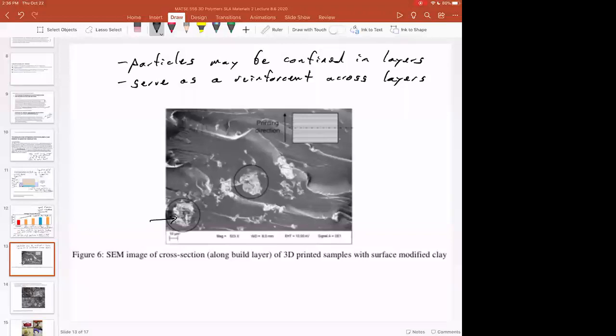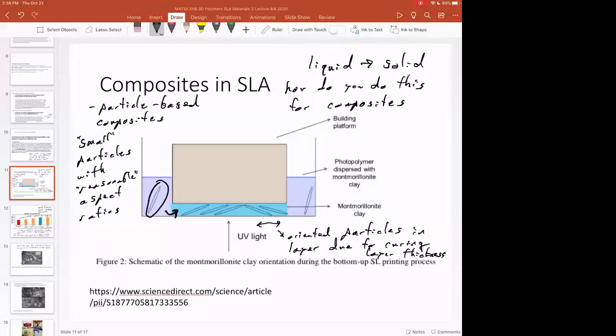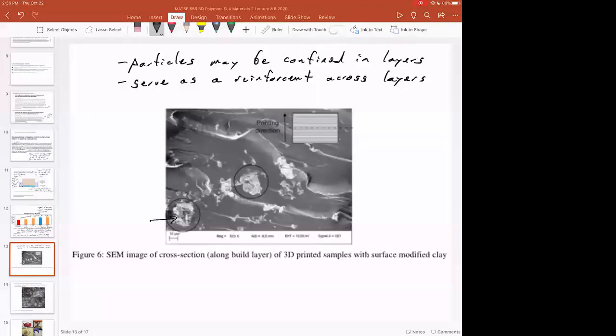And so it's up to whoever's investigating the composite to look at the different weight percents, to look at the different printing conditions. Of course, printing speed will have an influence on orientation, and so will layer height. These are examples of the different types of things that people have looked at as they investigated these different SLA resins in composite format.